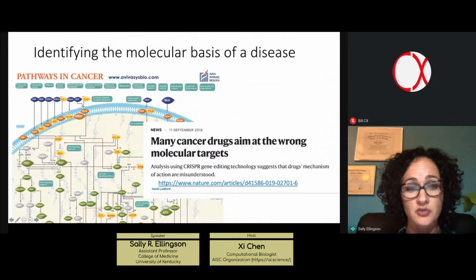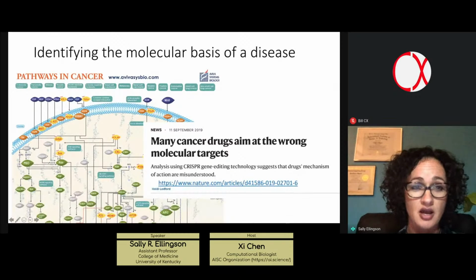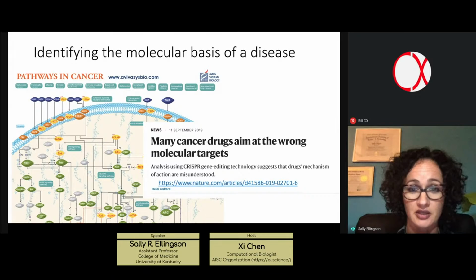So for the first one, these are examples of why this is so hard. Identifying the molecular basis of a disease. In this picture, this is an example of pathways in cancer. It's not just one particular protein, usually, that has some defect. Sometimes it's multiple, and these pathways can be very complex and not completely understood.